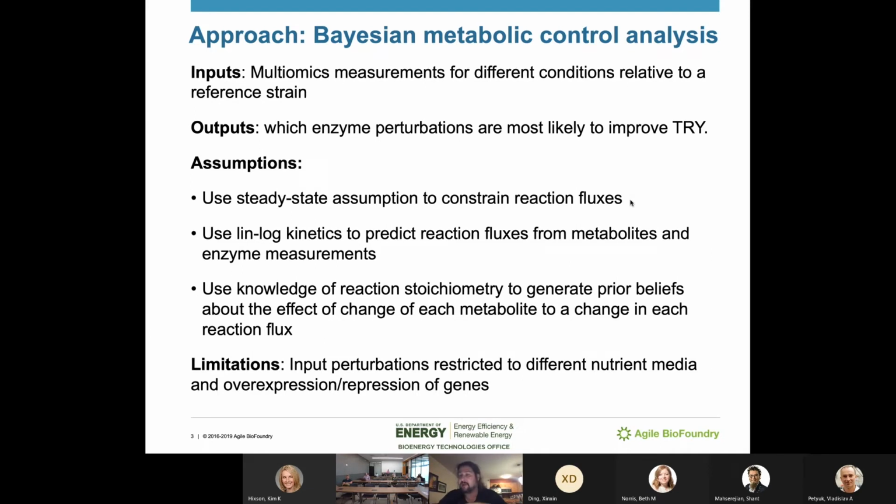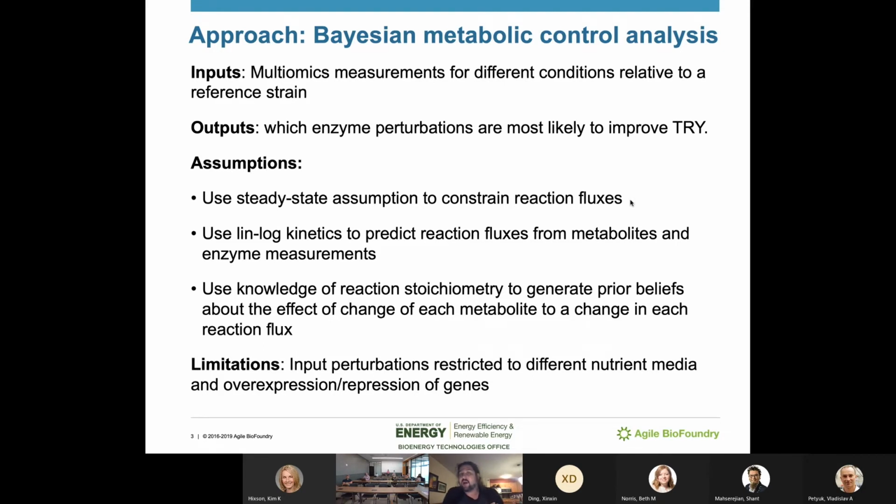And so you can take multiomics measurements, both proteomics, metabolomics, fluxes, any of that kind of information. All that information is useful in calculating these flux control coefficients, which tell you which enzyme perturbations are most likely to improve titers, rates, and yields. And so the assumptions: we make a steady state assumption, and that constrains the reaction fluxes.